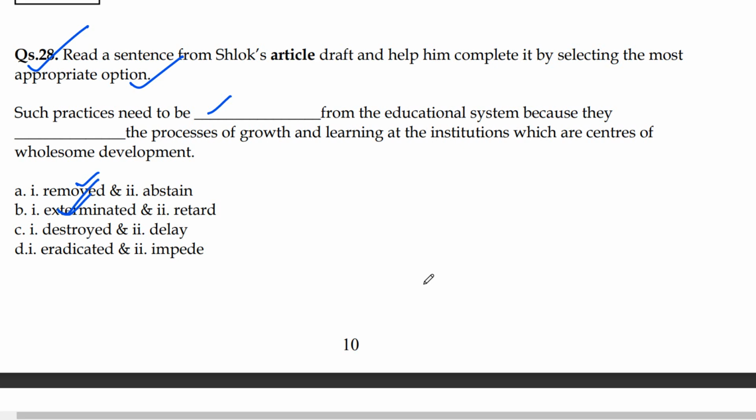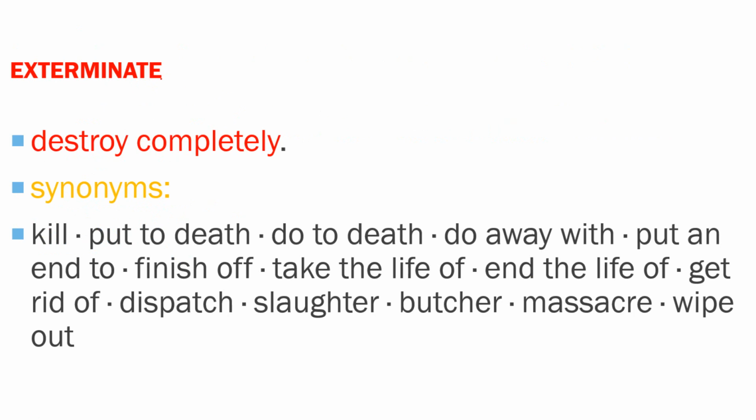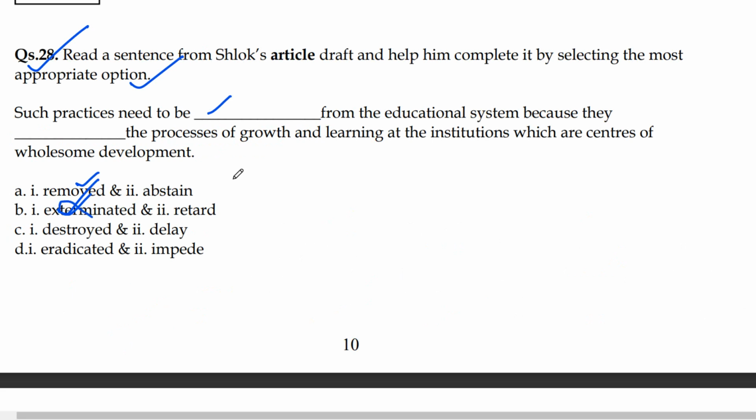Do you know what is the meaning of the word exterminate? Exterminate means to make extinct, to kill, to wipe out. Destroy completely. Especially to kill or put to death, do away with, put an end to, finish off, take the life of, end the life of, get rid of, dispatch, slaughter. Slaughter means kill, butcher, massacre, killing a mass of people, then wipe out. So exterminate is a word that we use to wipe out humans or something like that from the face of the earth. So exterminate can't be used in this context.